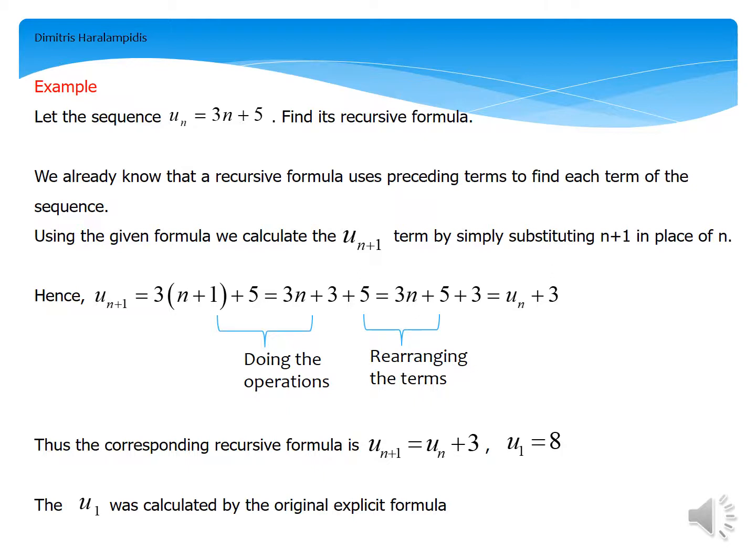Thus, the corresponding recursive formula is u sub n plus 1 equals u_n plus 3, where u_1 equals 8. And if you wonder how we found this u_1 value, we calculate it by the original explicit formula.